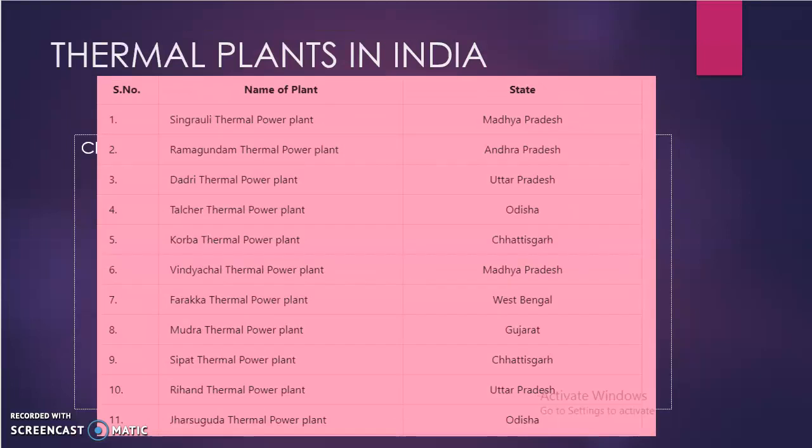Thermal plants. Here are some of the thermal plants in India. These are coal-based thermal power plants. The initial cost may be low, but the running cost is high. It is an exhaustible one, and when we talk about cleanliness, it is somewhat the dirtiest plant. It is a complex plant, and the reliability is comparatively low.